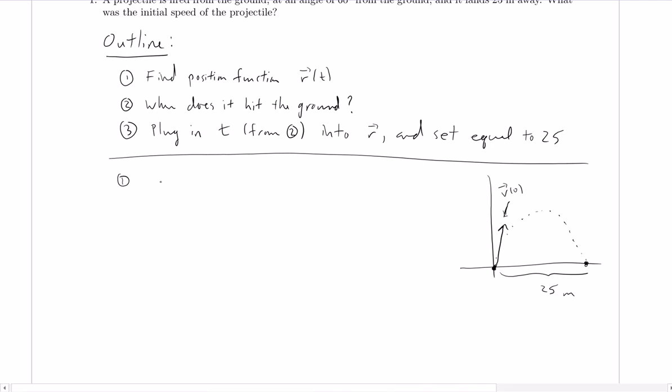So let's call s the initial speed. This is really what we want to find. Once we know s, this will be our final answer at the very end of the problem. Using the notation from my picture, this is also the same thing as the norm of the vector v of 0.